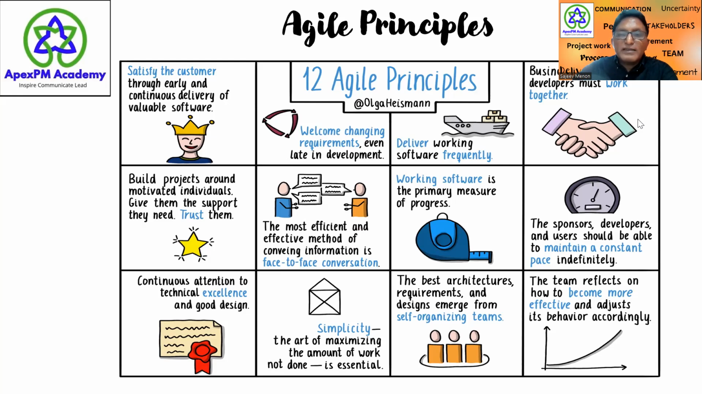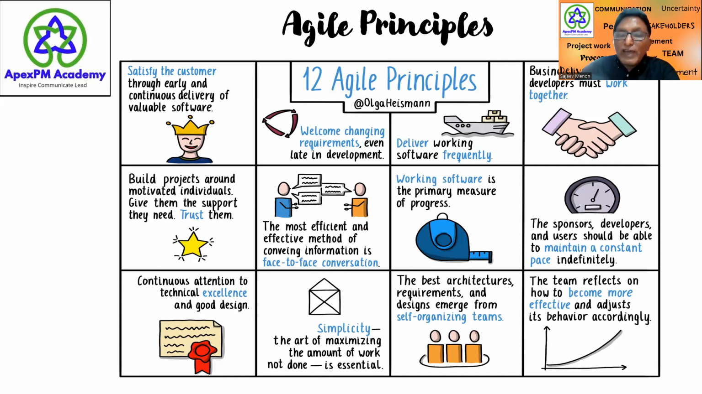There is a demo. The second principle is about welcoming change, even late in the development. So change is welcome. The third is delivering working software frequently, so there is time to market and frequent delivery. The fourth is that business people and developers must work together. This is about collaboration. The fifth principle is about building projects around motivated individuals. Give them all the support that you need, remove any impediments in their progress, and trust them to get the work done.